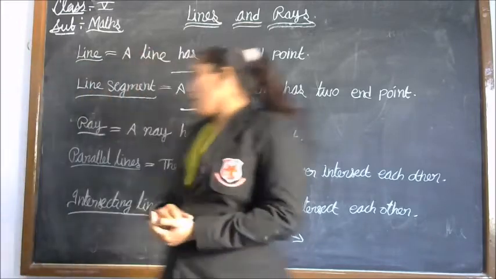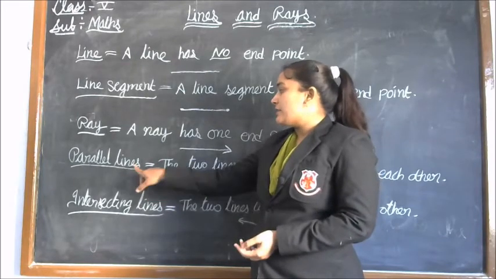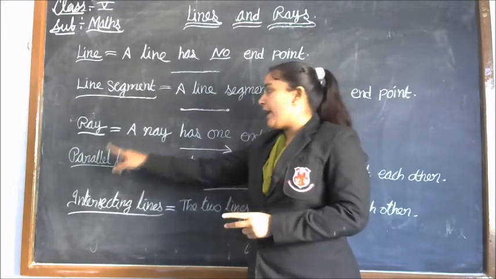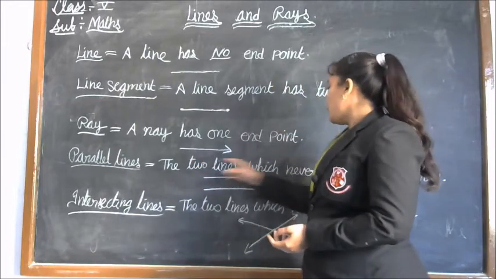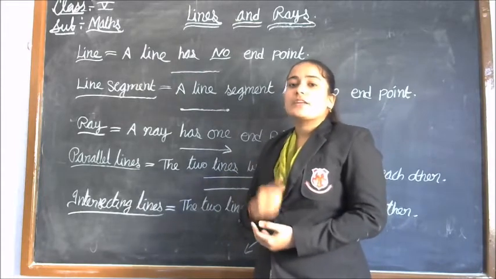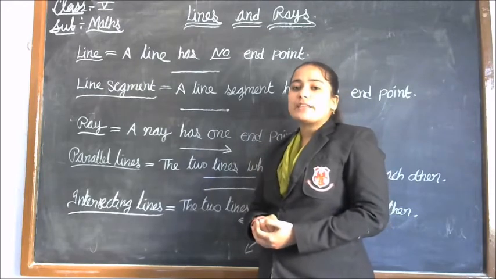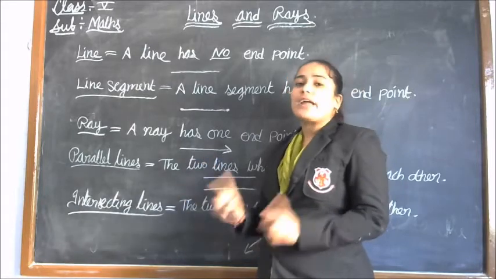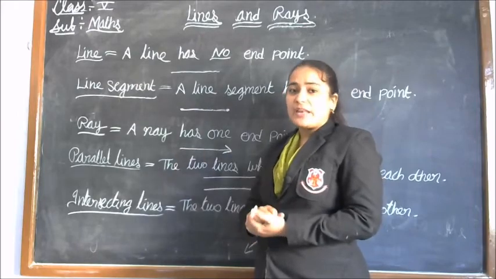Next one is parallel lines. Here we have two lines, and how can they be defined? Parallel lines are two lines which never intersect each other. The meaning of intersect is cut. The two lines which cannot cut or cross each other are known as parallel lines.